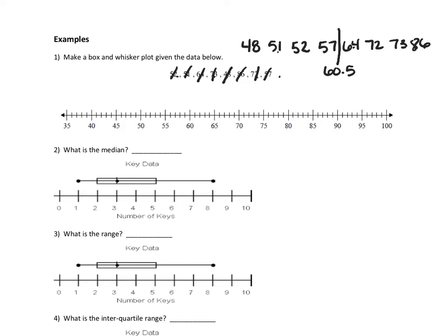To find our lower quartile, we're going to find the median of this first half of data, which would be here, which would be 51.5. And then this one would fall right here, which is 72.5.